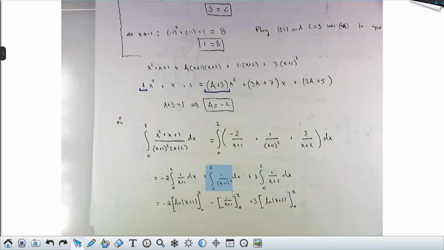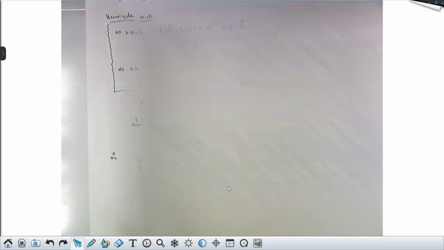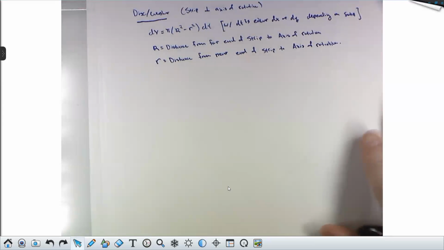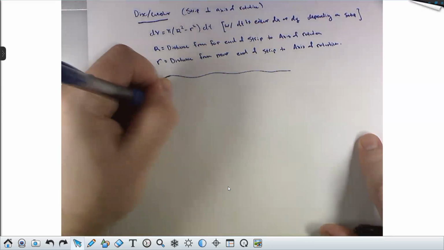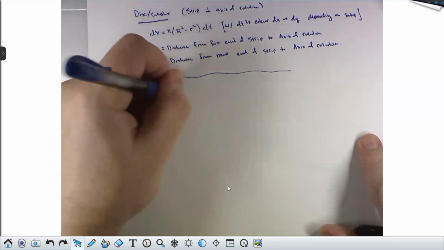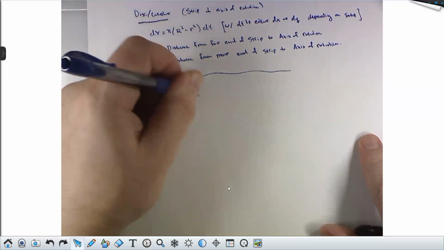Yeah, the details on the middle integral. Here, imagine letting W equal X plus 1. Let me, I'll write it out. Explanation page, right? So I have the integral from 0 to 2 of 1 over (X plus 1) squared dx.